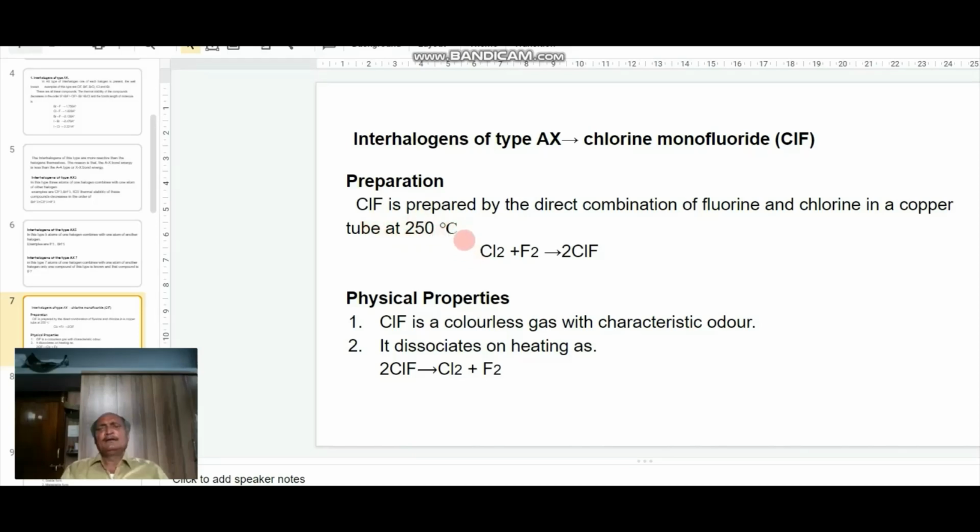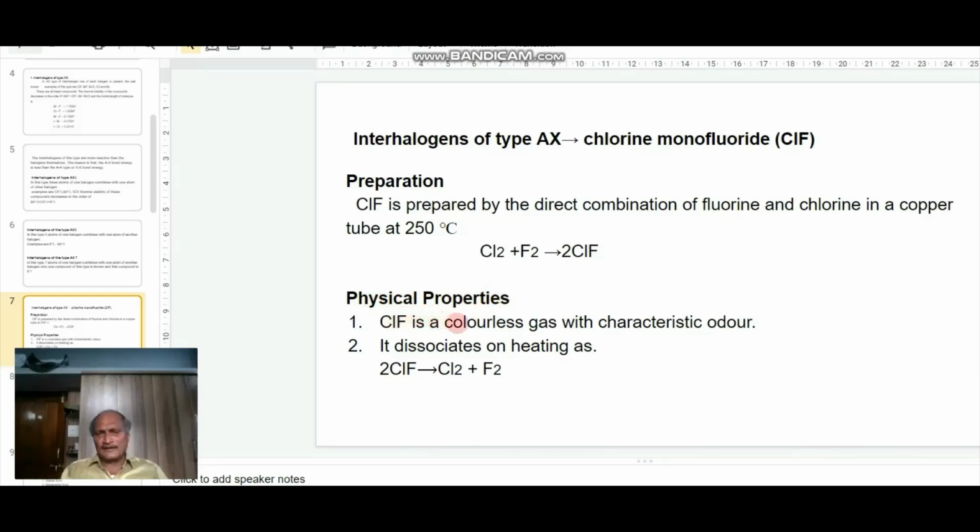That is, it is obtained by the direct combination of chlorine and fluorine in a copper tube at 250 degrees centigrade. That is, 1 mole of chlorine Cl2 combines with 1 mole of fluorine F2 to form 2 moles of chlorine monofluoride. Coming to the physical properties of chlorine monofluoride.